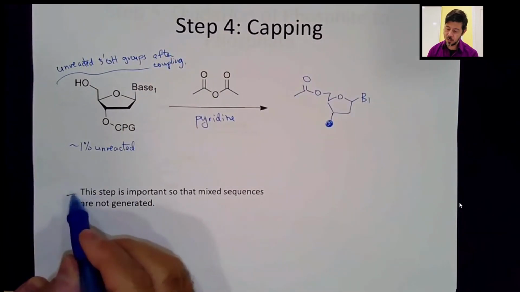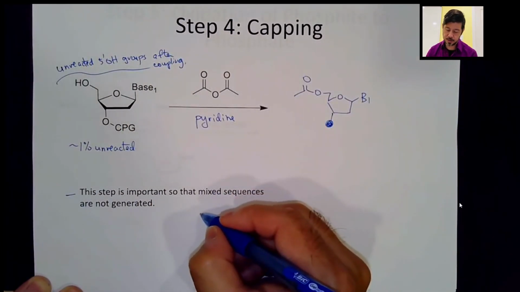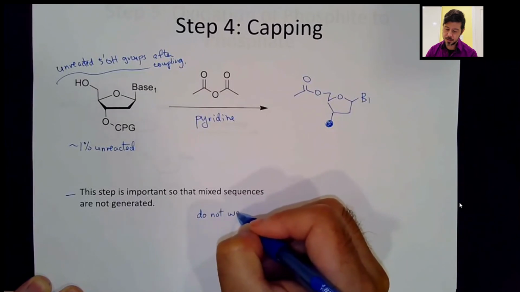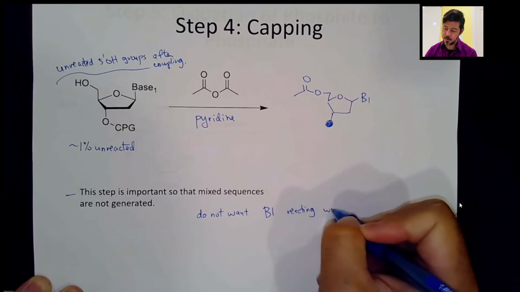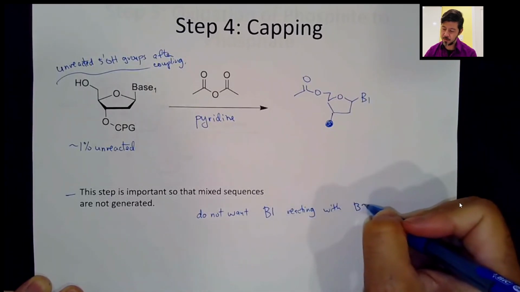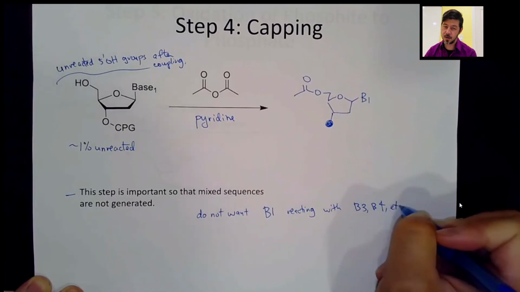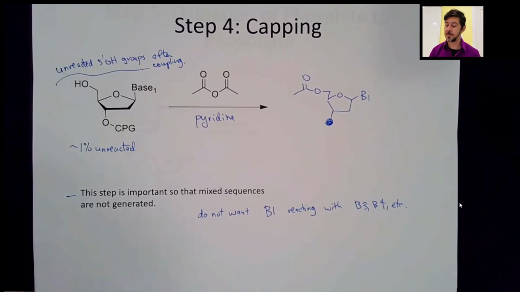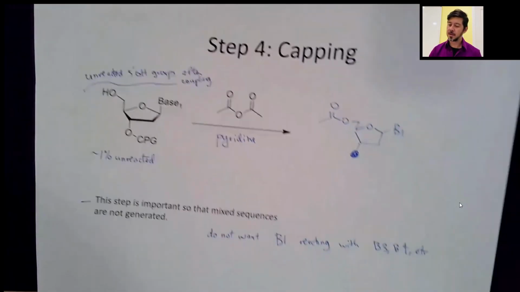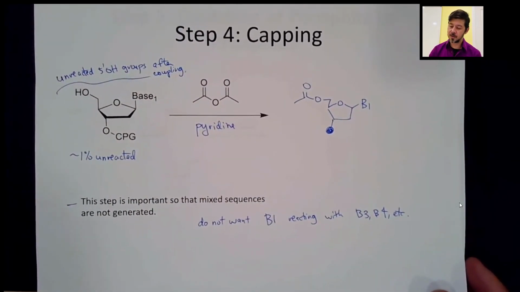Okay, so this step is important so that mixed sequences do not get generated. You do not want B1 reacting with B3, B4, etc. So you can imagine if you're doing multiple couplings in a cyclic form and there's always 0.5% or 1% that don't react, those become further threats to react with other phosphoramidites downstream. So as I mentioned, it's not super essential, it's more like insurance.